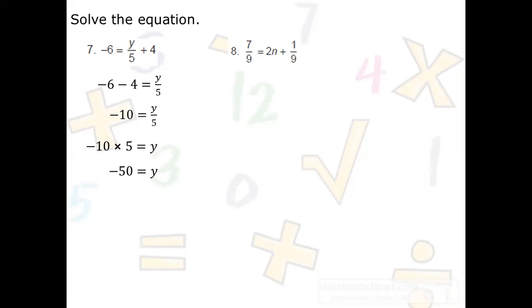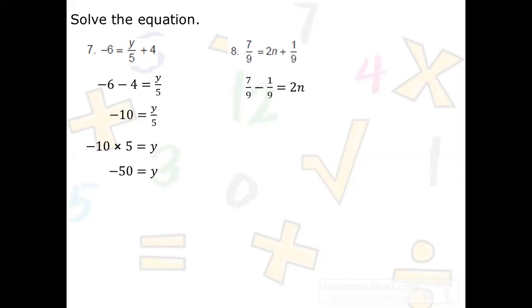7 over 9 equals 2n plus 1 over 9. Do not panic when you see such questions. Do not get tensed. Once you start solving step by step, the answer will become clear and this question becomes easier too. So what's the first thing to do? Always remember, first solve for the number. So 7 over 9 minus 1 over 9 will give you 2n.